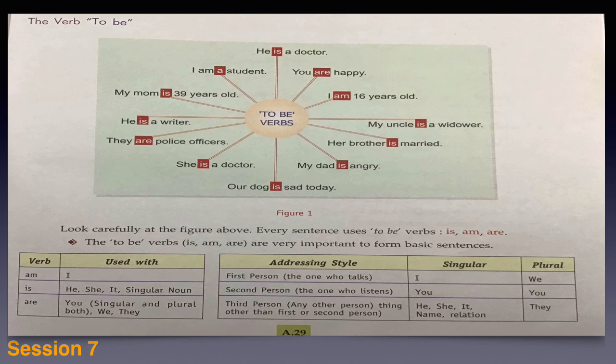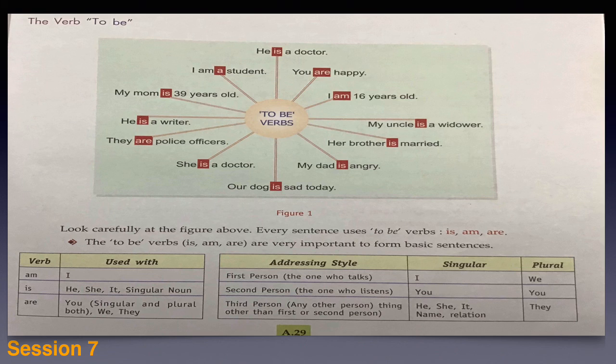You can see in the above mentioned picture, there are 12 different sentences using to be verbs. These are is, am, and are. The to be verbs is, am, are are very important to form basic sentences. Now, we will see quite a few sentences below that, which mention first the verb, then used with, then addressing style, the singular and the plurals.